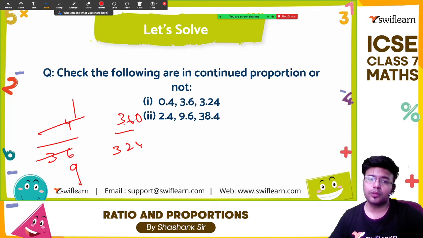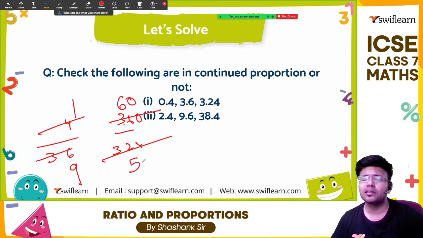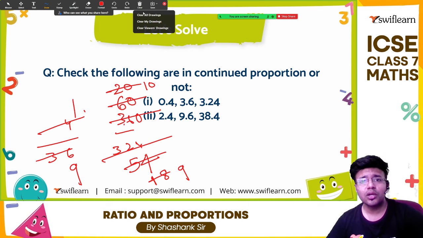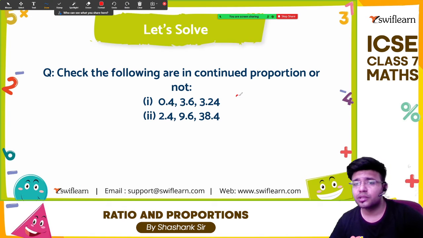6 6s are 36, 6 5s are 30, 6 4s are 24. 3 1s are 3, 3 8s are 24. 2 10s are 20, 2 9s are 18. So 10 by 9. See, this is 1 by 9, this is 10 by 9. So these are not in proportion.